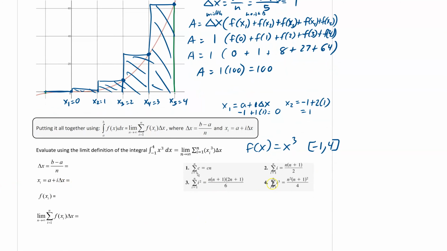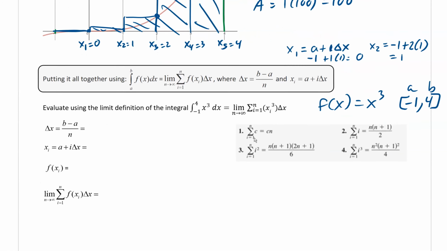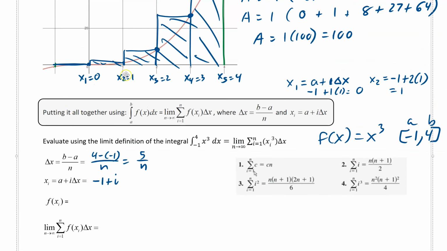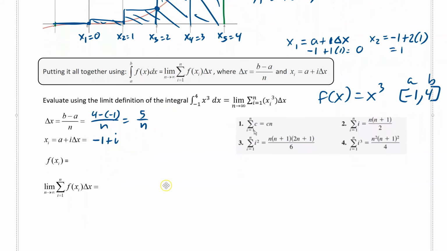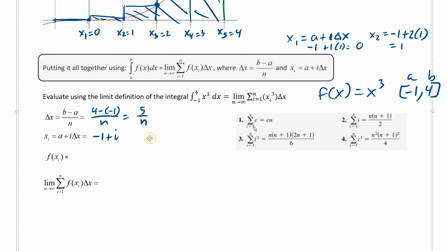So first, delta x. So our b here is 4, and our a is -1. So this would be 4 minus -1, just like before, over n. And so it becomes 5 over n. And we know our a is -1. The i is not going anywhere. Remember, the i is what we plug in. So that gives us first point, second point, third point, fourth point, fifth point. And it's going off to n, which is going off to infinity. So you can't get rid of i. i needs to stay. It's part of our formula. Our delta x we now know is 5 over n. So we can plug that in. So now we have a formula to create x sub i.